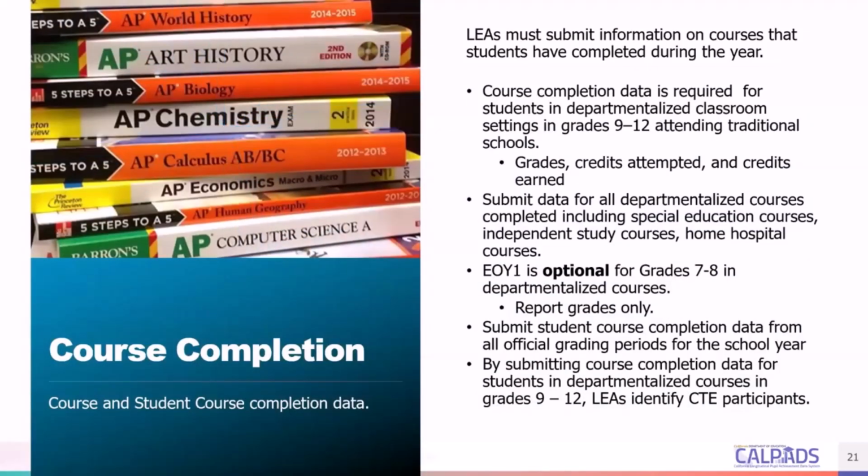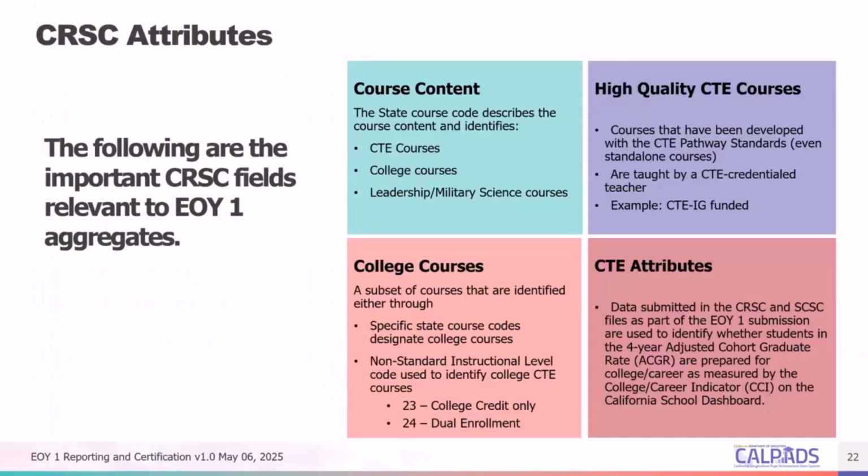All right, so we're ready for course completion. So we have our course attributes, right? The course content is linked to the state course code. So every state course code has a definition in the code set. The definition provides you the content of the course, right? Same with fall 2, you're mapping the content of the course to the state course code. That's where course completion comes in, right?